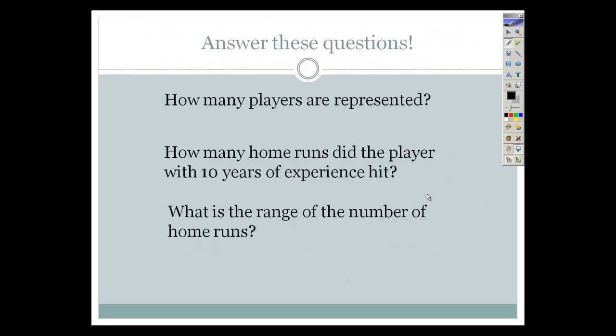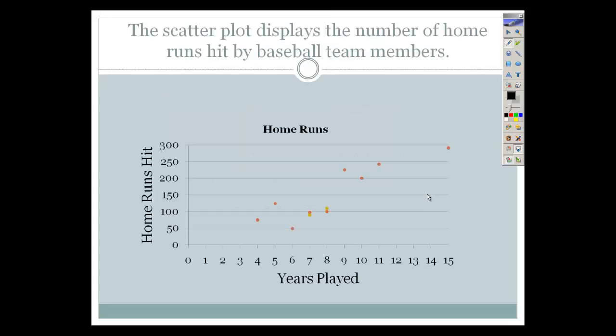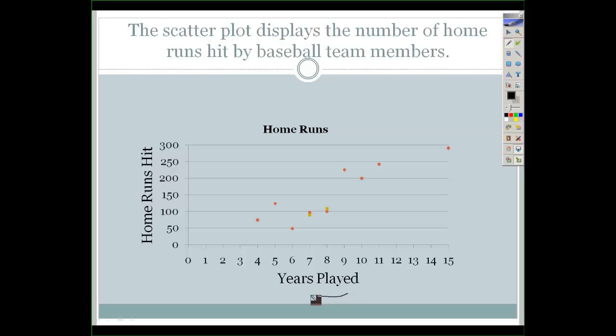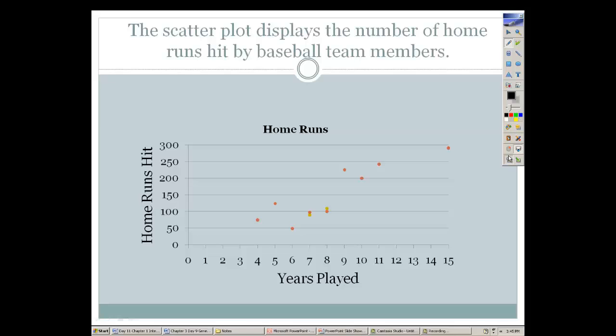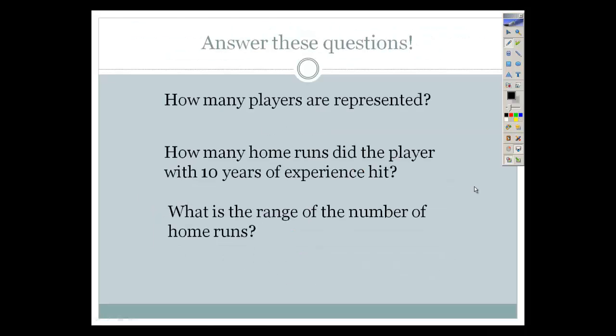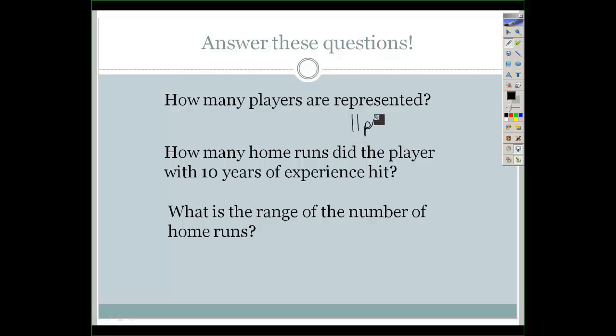Okay, I want to know how many players are represented. So I need to go back to my scatter plot and figure out how many players are represented. Looking at my scatter plot, I know that these are the years played at the bottom and the home runs hit are on the side column, but it doesn't really tell me how many players there are. So what I need to do is count the points. There's a player, 2 players, 3 players, 4, 5, 6, 7, 8, 9, 10. There's 11 players here. So the number of points is the actual number of players. How many players are represented? I'm going to say there's 11 players represented.